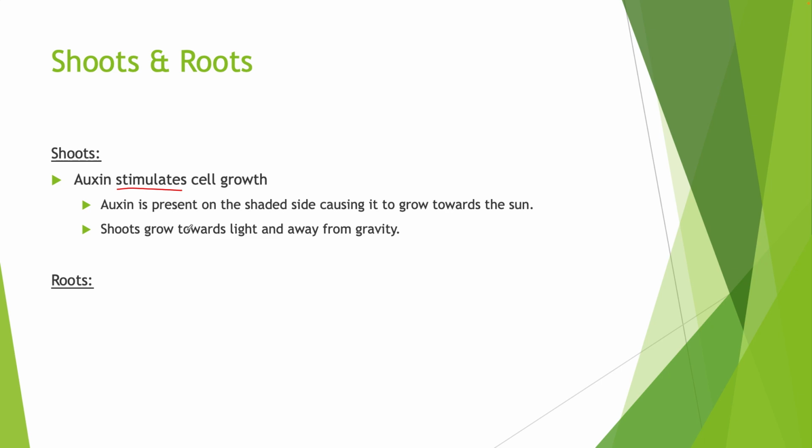So whenever we see a plant, we see it growing towards the sunlight, and the shoots grow towards light and away from gravity. So if I show you an example, let's say this is our shoot, and let's say that this is the sun. Okay, now let's say we had the auxin on the shaded side. So the shaded side is the part furthest from the sun, which doesn't receive as much sunlight. We see that the shoot will bend towards the sunlight. So this is our sun.